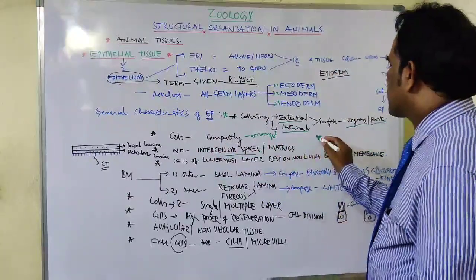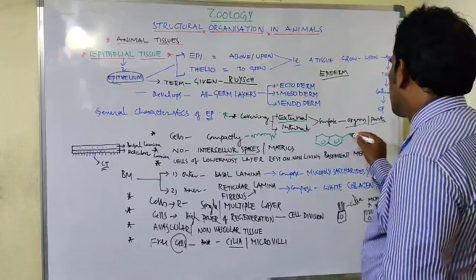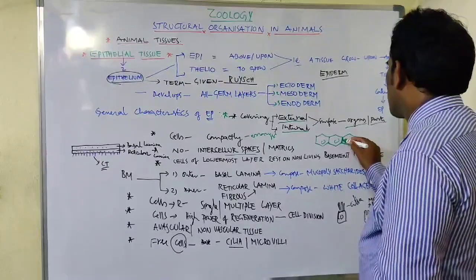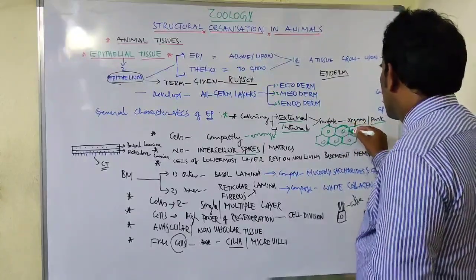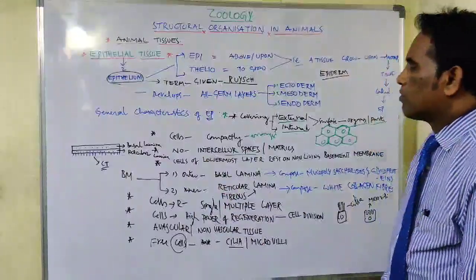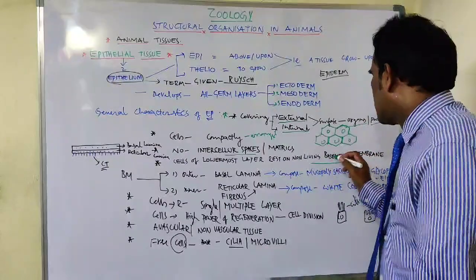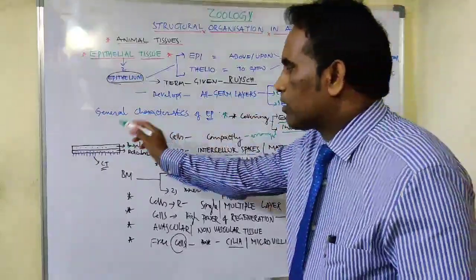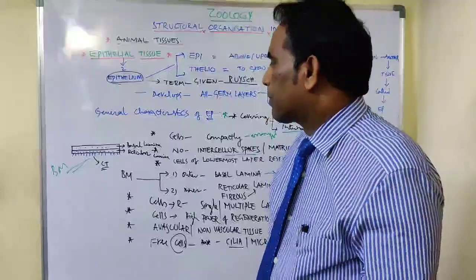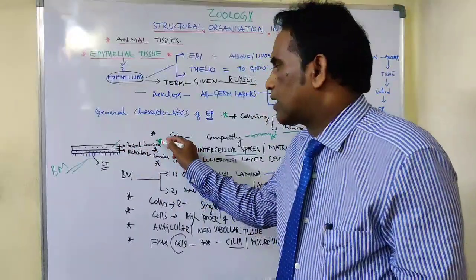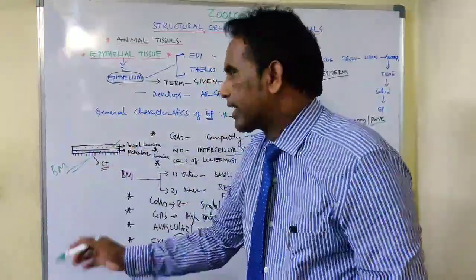No intercellular spaces, that means no space from cell to cell. This is one cell, this is another cell, and there is no space between them. No intercellular spaces in the matrix. And the lowermost cells of this epithelium rest upon the non-living basement membrane. The outer layer is called the basal lamina, the inner is called the reticular lamina, and this lies on the connective tissue.